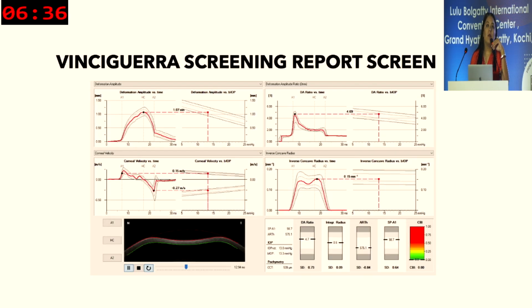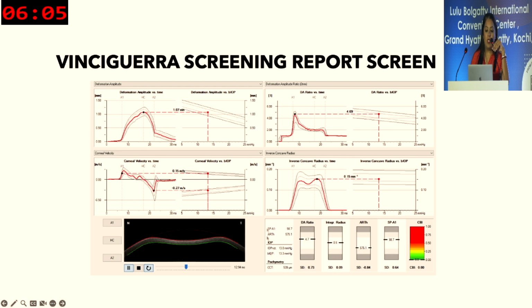Like I said, these mathematical indicators are combined to give you a screening report. So these are largely the three mathematical indicators that I told you about, combined with a thickness profile. It was seen that when the thickness profile was added and a composite index, the Corvus biomechanical index, was made, the sensitivity and the specificity was higher. So this is the Vinciguerra screening report, which comes on the dashboard of the Corvus ST.